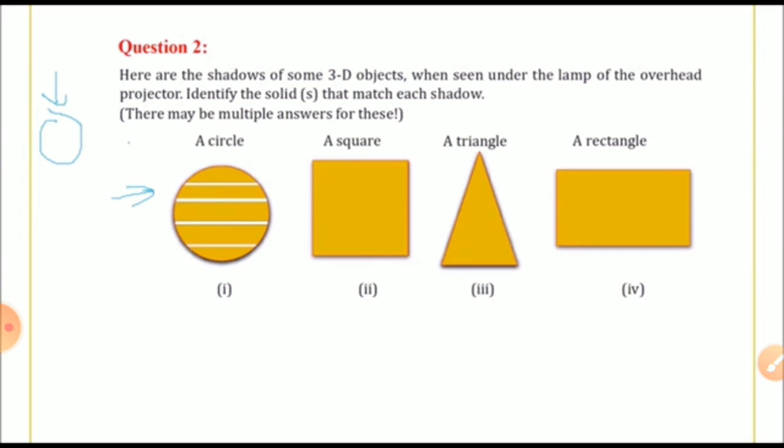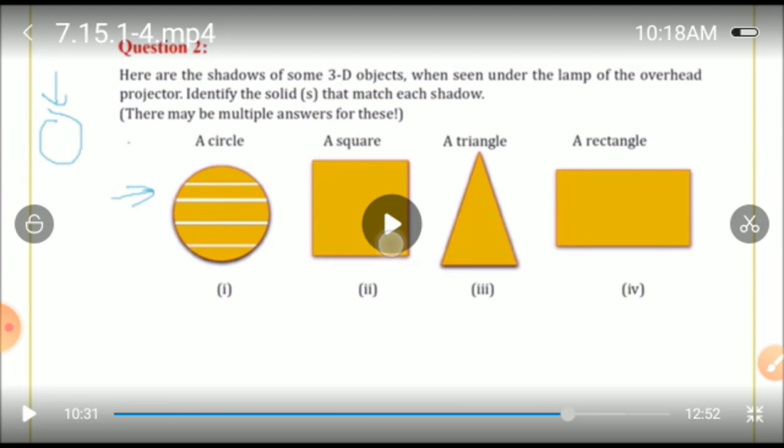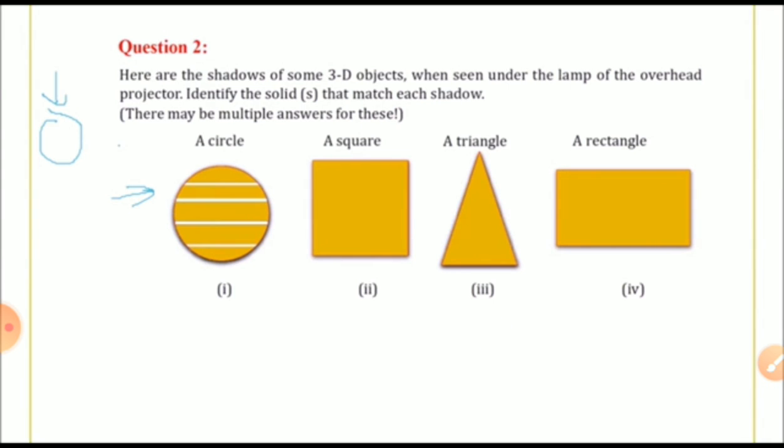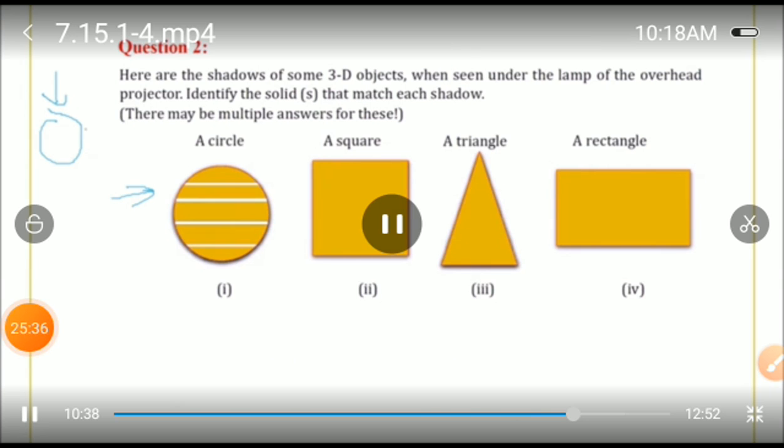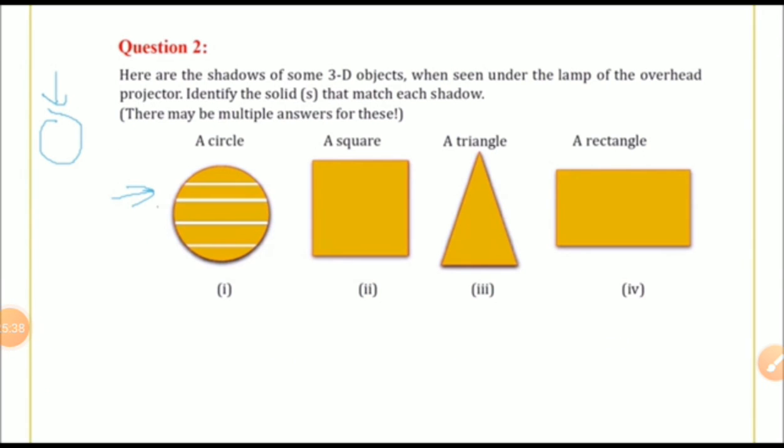The result is here. You have to identify what the object was. The circle, you can say, is a ball. Why a ball? Because the shape of the answer looks like a ball. Isn't it? Correct. My dear student, here you can see a circle, and when you put a ball in front of a projector light, the shadow will be a circle.